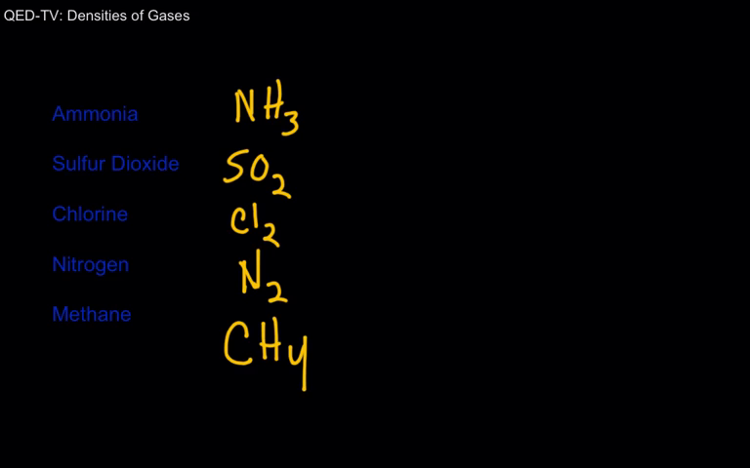So if I add up the molar masses for these, ammonia: nitrogen is 14, and then each hydrogen is 1, so that'd be 17 grams per mole. Sulfur is 32, oxygen is 16, so 16 times 2 is 32, and another 32 would be 64. Chlorine is 35, but it's diatomic, so it'd be 70.